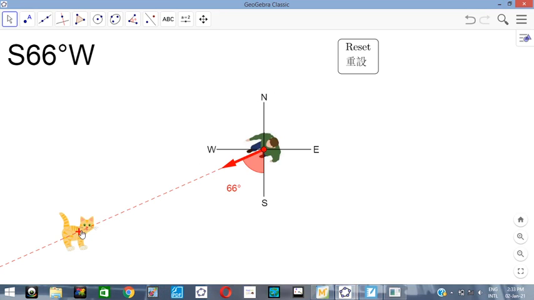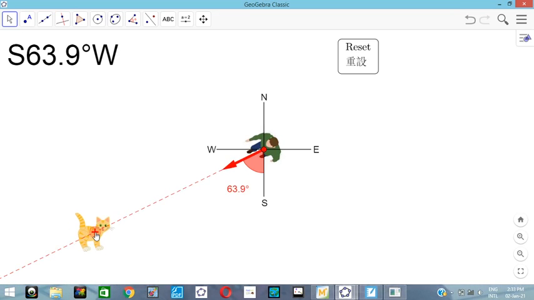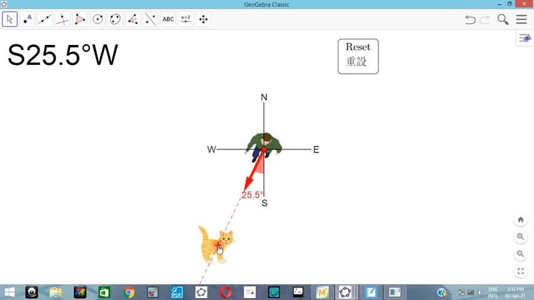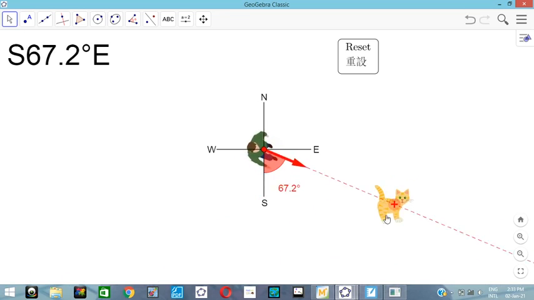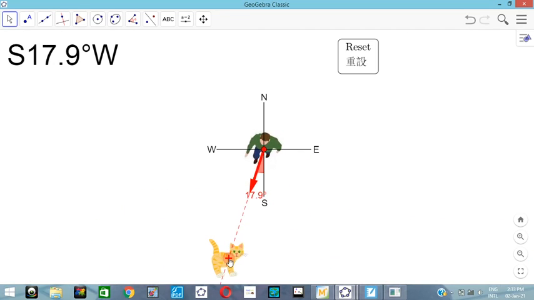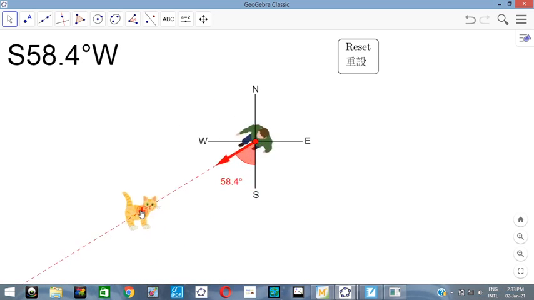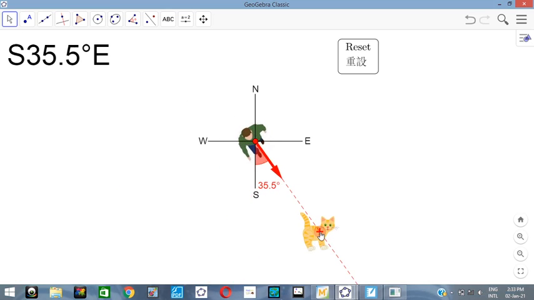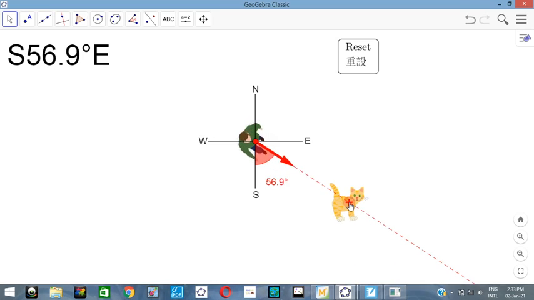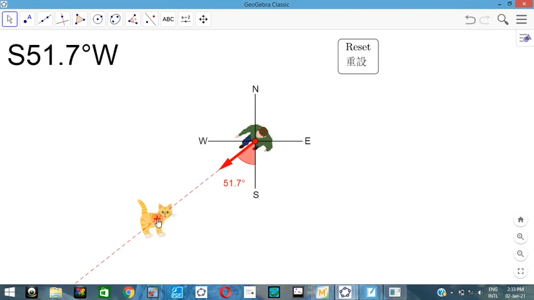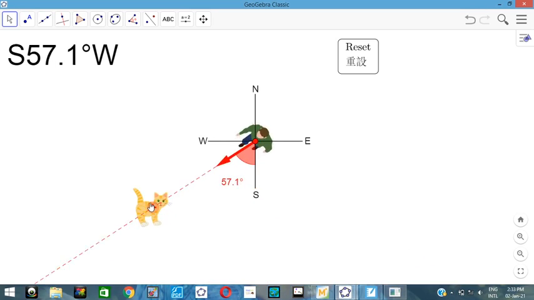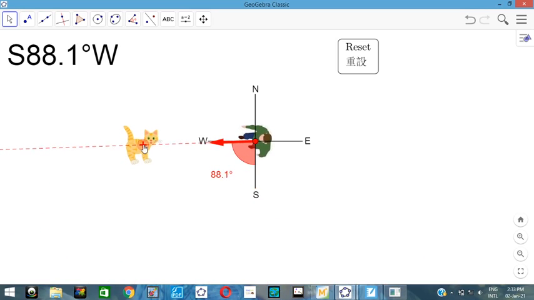So this is cardinal bearing, or we call it the compass bearing. So as long as this cat is in any region around there, you are going to have southwest direction. So this is southwest. Then this side will be southeast. See, southeast. So this side is southeast, while this side is southwest. So take note.